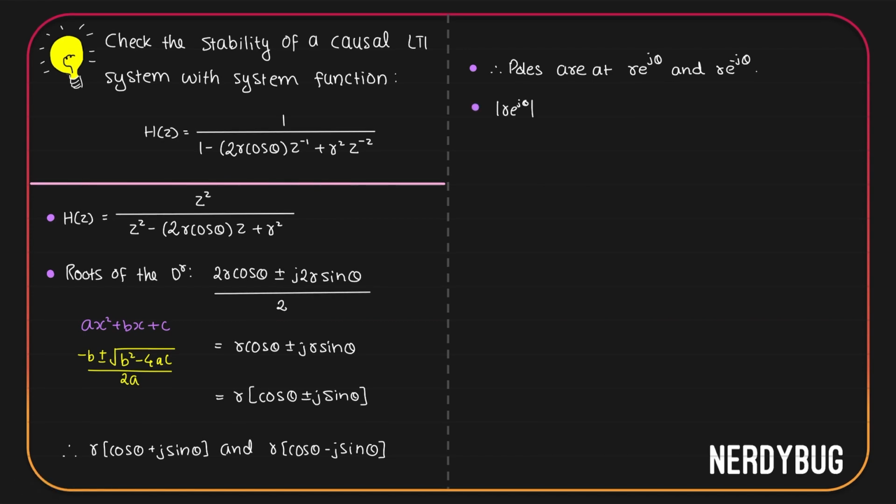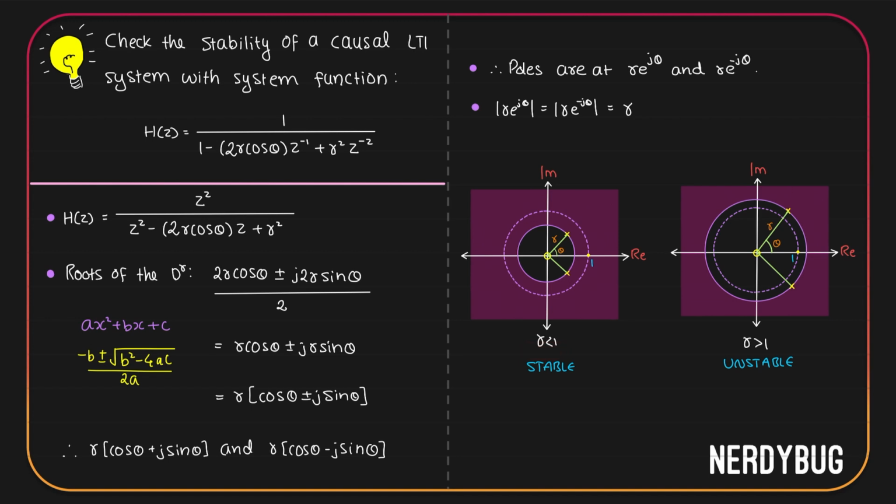Magnitude of r e raised to j theta will be equal to magnitude of r e raised to minus j theta and they will be equal to r, because magnitude of e raised to j theta and magnitude of e raised to minus j theta are simply 1. So finally we can conclude that whether this system is stable or not depends on the value of r. The two poles are at r e raised to j theta and r e raised to minus j theta. That means they are both at a distance r from the origin. One of them makes the angle theta with the x-axis, the other makes the angle minus theta with the x-axis.